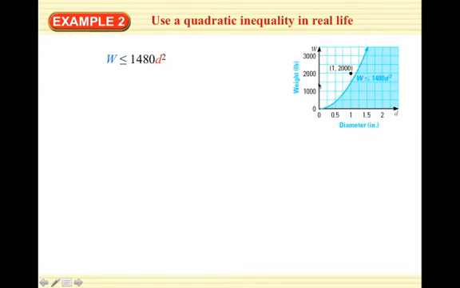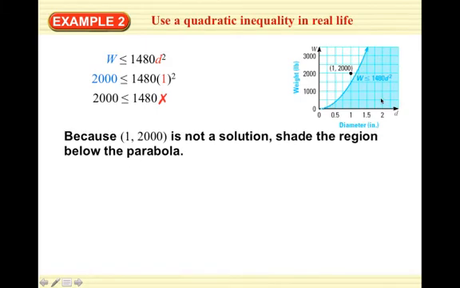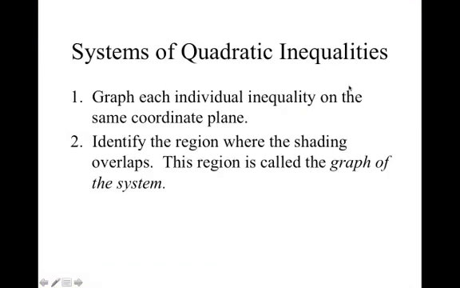Okay, so we might test a point like 1, 2,000. So when you put in 2,000 for the weight and 1 for d, you get 2,000 less than or equal to 1,480 times 1 squared. 1 squared is just 1, so we get 2,000 less than or equal to 1,480, that's false. So we don't shade inside where the 1, 2,000 is, we shade outside here. Because 1, 2,000 is not a solution, shade the region below the parabola. Shade the region that's not inside the parabola.